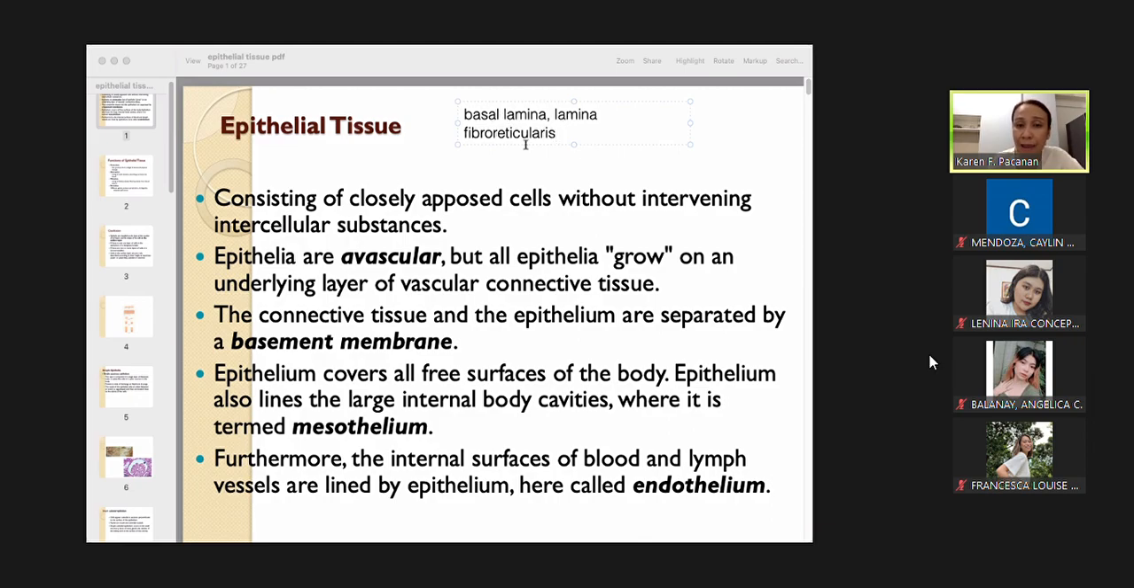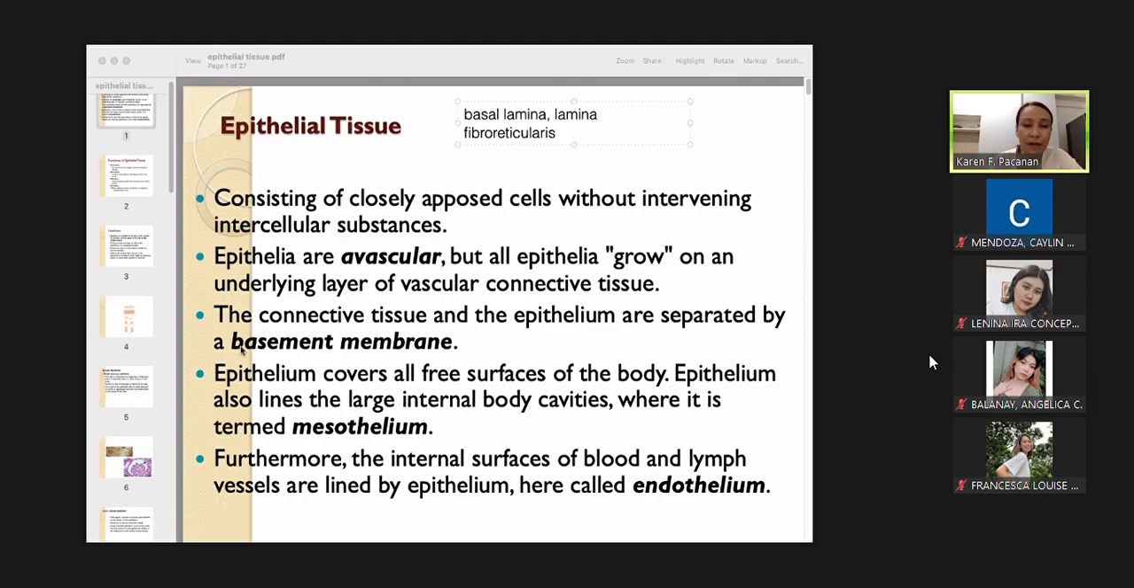But when we combine these two layers, basal lamina and lamina fibroreticularis, this would form the basement membrane, which is thick enough to be seen under a compound light microscope. So yung nakikita natin doon sa base ng cells, tapos merong layer doon, that would be the basement membrane, which is the combined layers of basal lamina and lamina fibroreticularis.